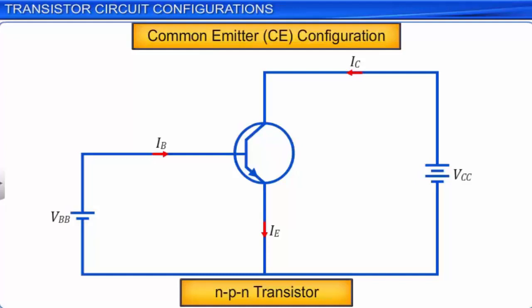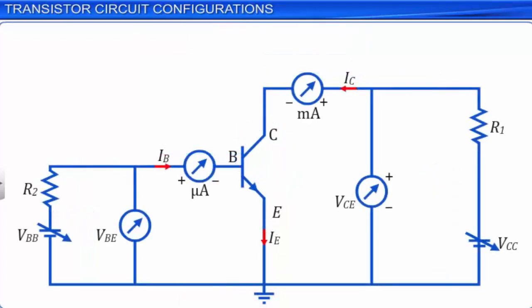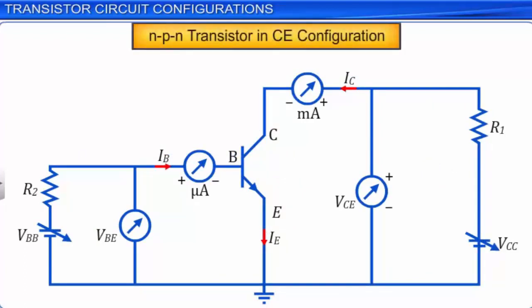The circuit to study the input and output characteristics of an NPN transistor in the common emitter configuration is as shown. In the common emitter configuration, the input is between the base and the emitter and the output is between the collector and the emitter. The variation of base current, IB, with the base emitter voltage, VBE, is referred to as the input characteristics, and the variation of collector current, IC, with the collector emitter voltage, VCE, is referred to as the output characteristics.